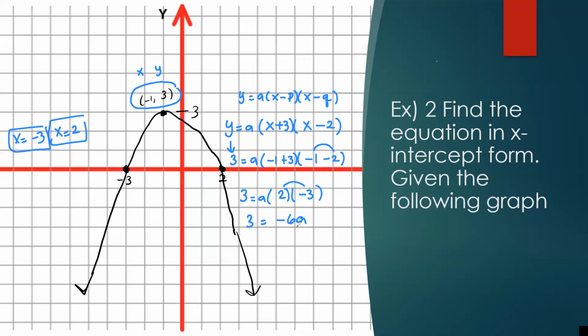Solve for a, so you're going to divide this by -6. So my a value is -3/6, which can be reduced by 3. So that would be -1/2. Okay, so our final equation in X-intercept form is y equals -1/2, parentheses, x plus 3, and x minus 2. Okay, so that is your final answer.